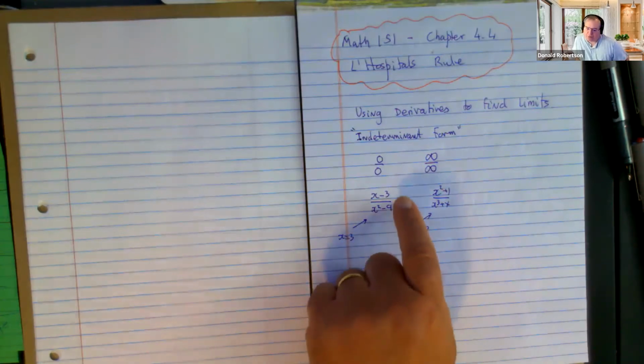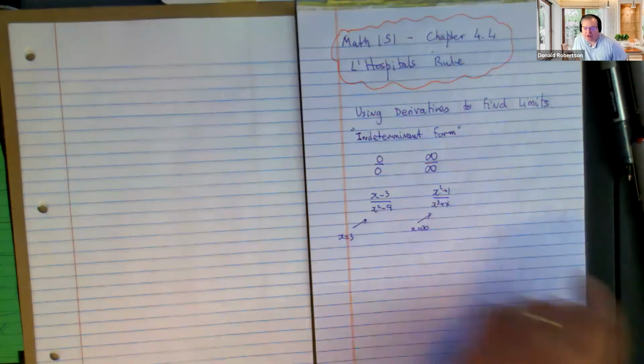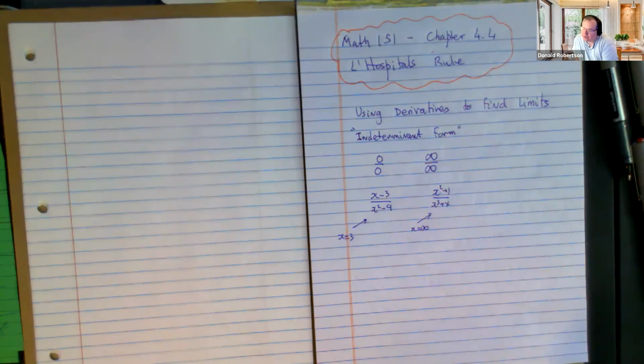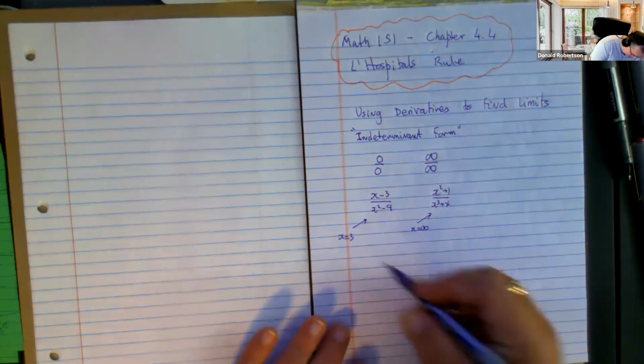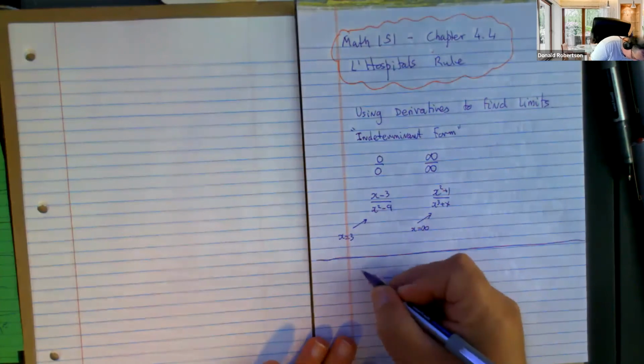Is there an easier way to find limits of expressions, typically fractions, that are in indeterminate form without having to do factor and cancel, for instance, or maybe a conjugate method? And there is. And here it is. This is L'Hopital's rule.